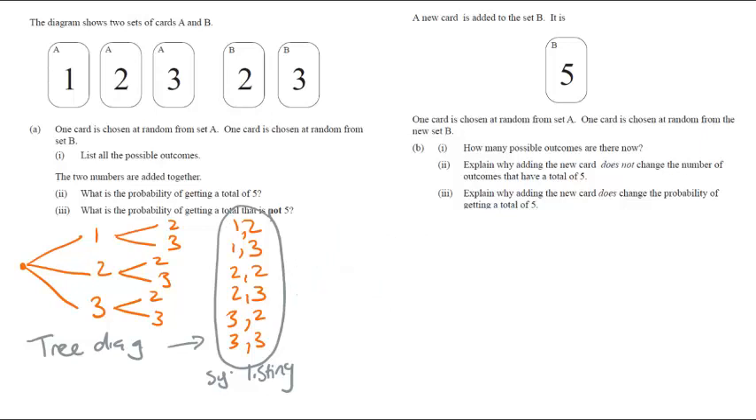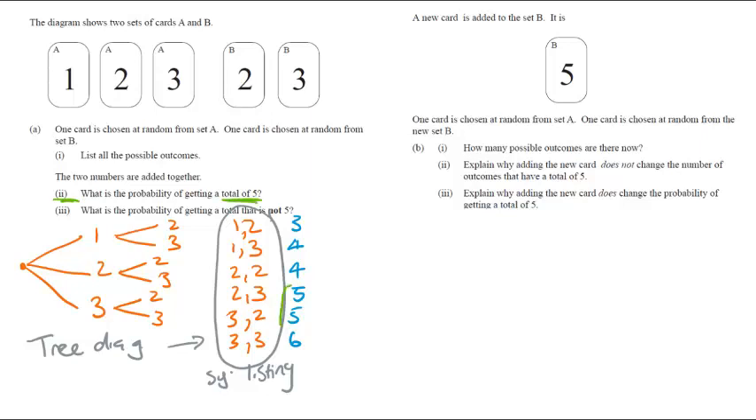Now, the next question that we are looking at is saying we've done A1, which we've listed the outcomes. The 2 numbers that are added together, what is the probability of getting a 5, and what is the probability of getting a not 5? So let's start by adding the numbers. 1 plus 2 is 3, 3 plus 1 is 4, 2 plus 2 is 4, then we have 5, 5 and 6.